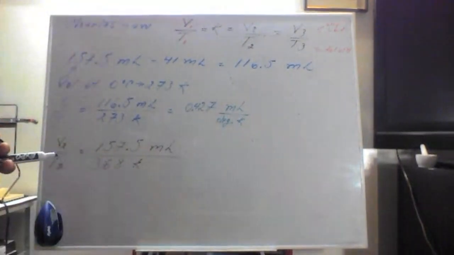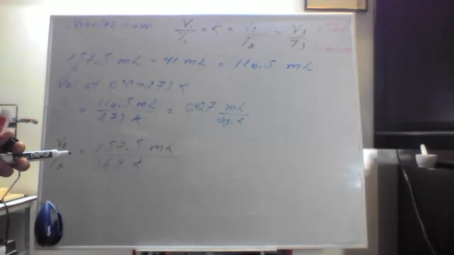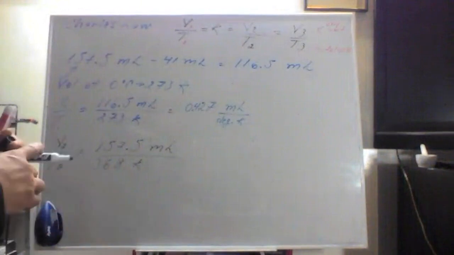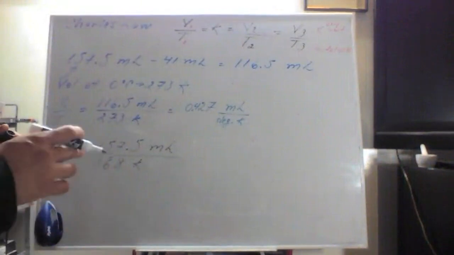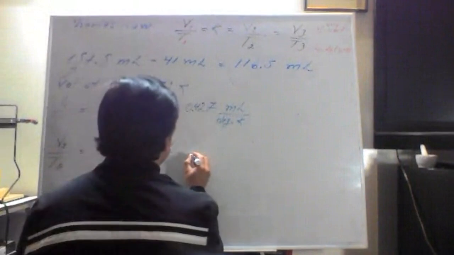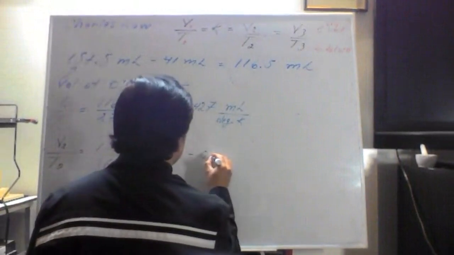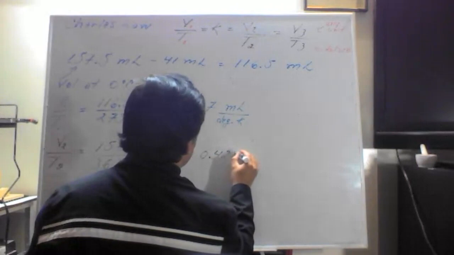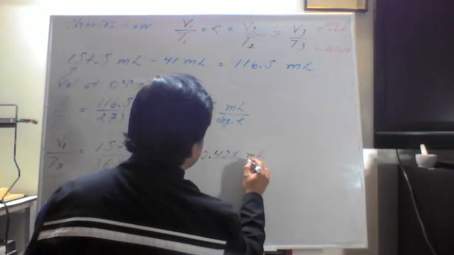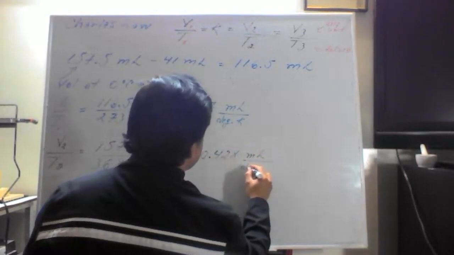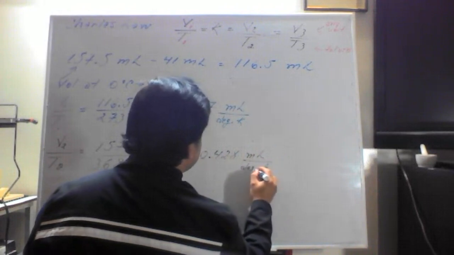And now we do the calculation. 157.5 over 368 degrees. We get a number that is kind of similar. It's not exactly the same, but it's within the range. 0.428. And this is also in milliliters per degree Kelvin.